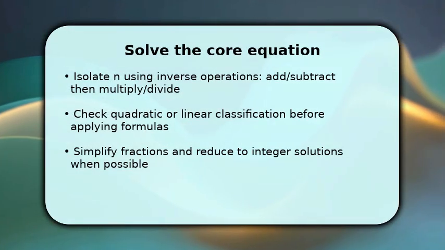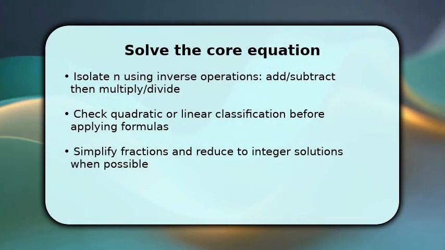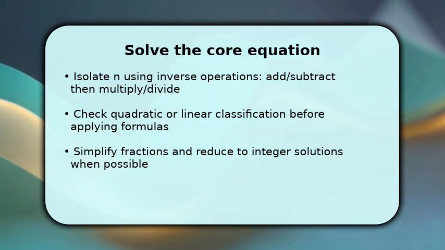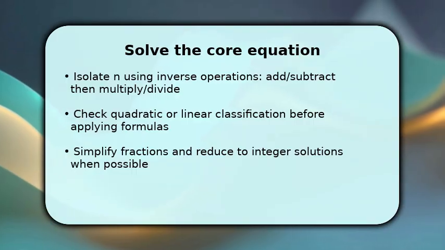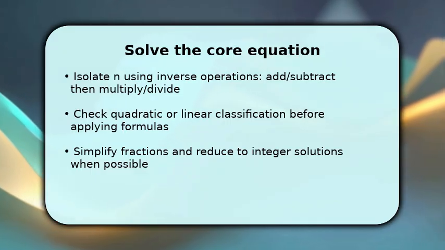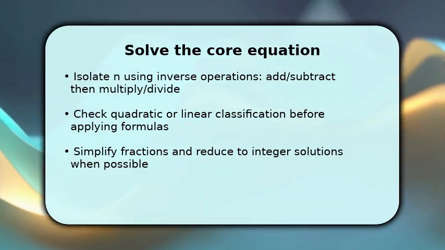Now solve the equation you formed. Perform inverse operations to isolate n by undoing additions or multiplications in reverse order. If the equation is linear, you'll get n directly. If quadratic, move all terms to one side, factor if possible, or use the quadratic formula. Remember why you factor: to find integer roots that represent consecutive integers.